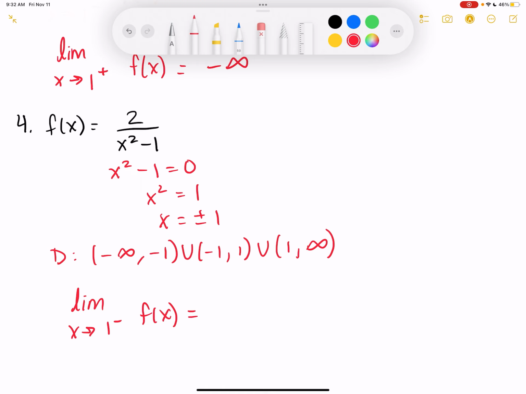Well, this is where I would have your calculator handy to look at. So you're looking at 1 from the left, so you're looking at like 0.99999, okay? Square that value, then subtract 1, and it's actually negative on the bottom. So you have positive divided by a negative, so it's going to negative infinity.